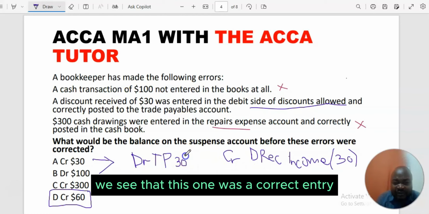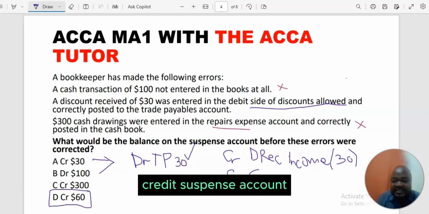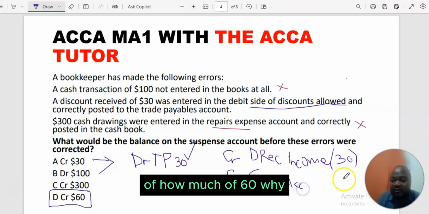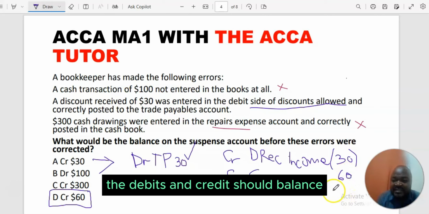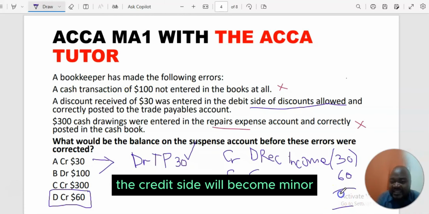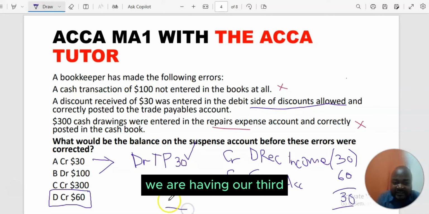Okay, we say that this one was a correct entry. So obviously we need a credit suspense account here, of how much? Of 60. Why? Because by the end of the day, the debit and credit should balance. This will enable that the credit side will become minus 30 plus 60, which comes to 30. And on this side again, we are having our 30.